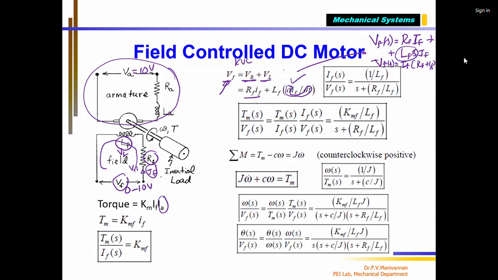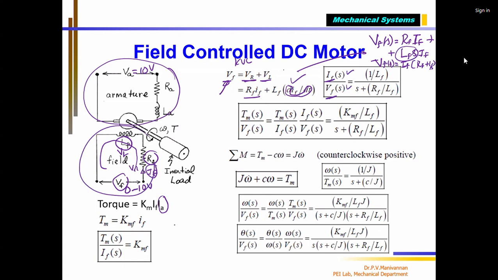The transfer function for the field coil is nothing but IF divided by VF. This VF is the input voltage, and IF is the current, the output of the system for the field coil. It can be written as 1 divided by LF, divided by S plus RF divided by LF.